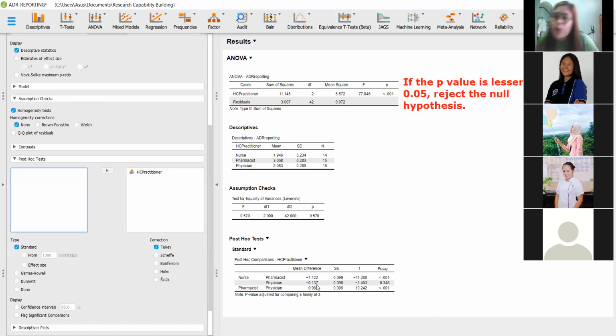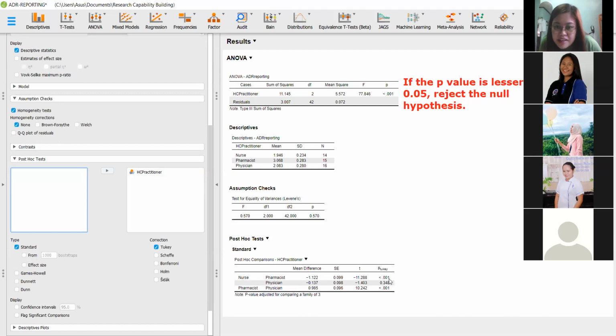Now, how do we know? How do we interpret this? Diri ta sa p-value gihapon class, p-value. And ang ato gihapon ang standard dinhi atong level of significance 0.05.